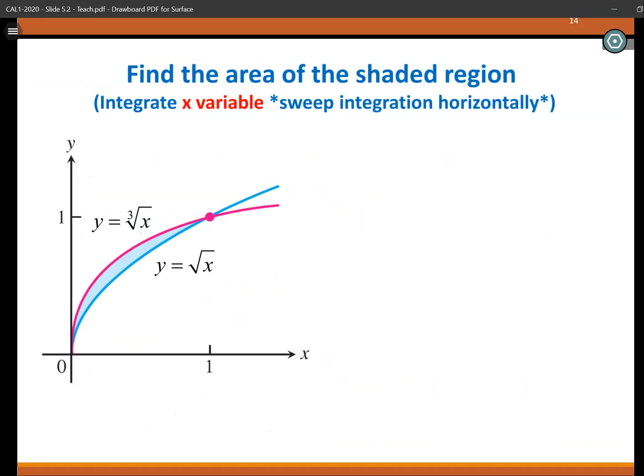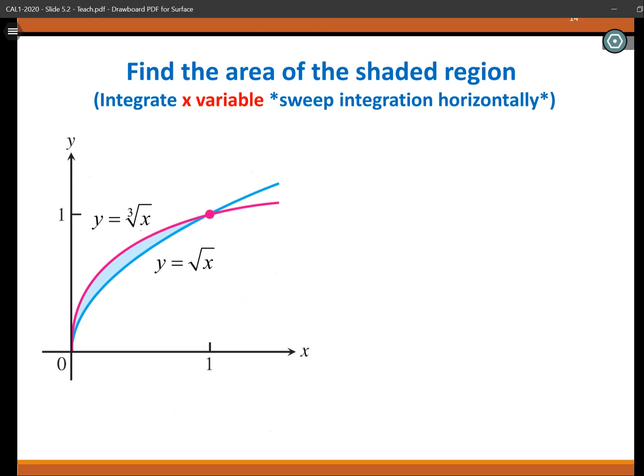I want you to see more examples in order to get some experience on this. Now, let's take a look at this one. Here, I want you to find the area of this enclosed region. So we have two functions here. The first one is y equal to cube root of x, and another one is y equal to square root of x. In this case, I want you to work on the x variable.